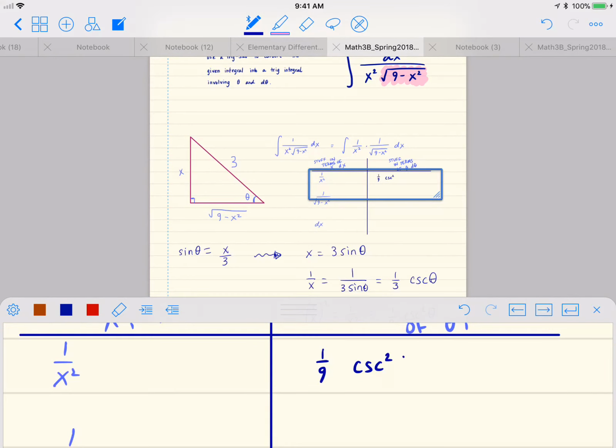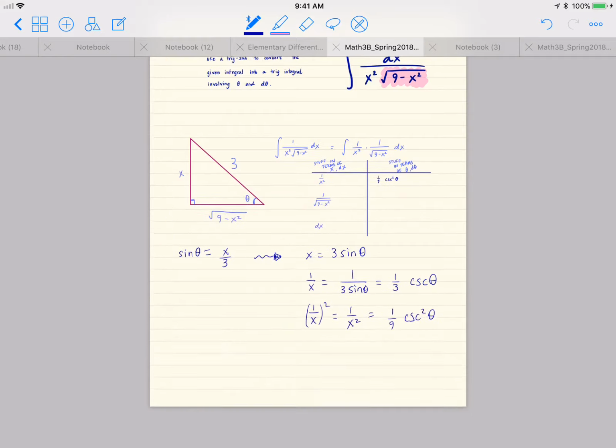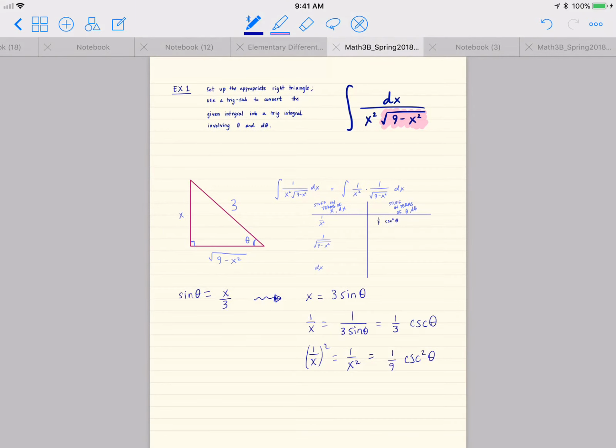So that's what I'm going to put here. 1 over x squared is the same as 1/9 cosecant squared theta. Now what about 1 over the square root of 9 minus x squared? Again, I go back to my triangle and I say, what's the connection between theta and the square root of 9 minus x squared?